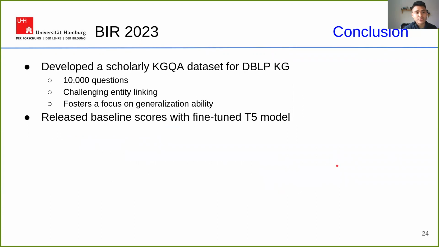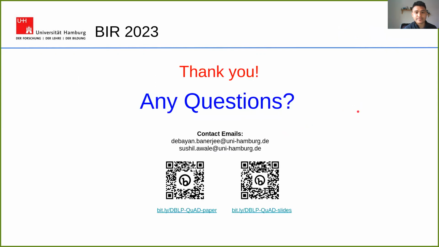So in conclusion, we developed a scholarly KGQA dataset for the DBLP knowledge graph. We used an automated process to generate 10,000 questions. And we introduced a very challenging entity linking problem. In addition, we also foster a focus on the generalization ability of language models on the dataset. Further, we released baseline scores with the fine-tuned T5 model for further development of the dataset.